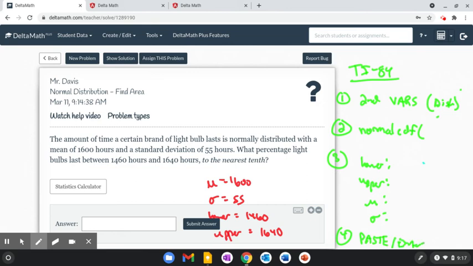All right, that's it. So for this one, our lower bound is going to be 1460. Our upper bound is 1640. Our mean is 1600 and our standard deviation is 55. We hit paste and then enter, and we get 0.7610. So that will be 76.1%. So we'd say 76.1% of light bulbs should last between 1,460 hours and 1,640 hours.